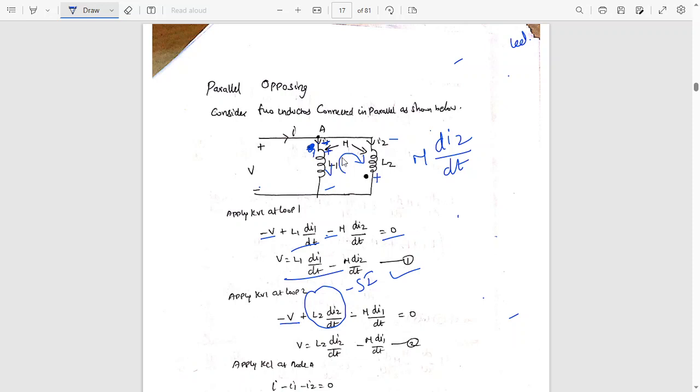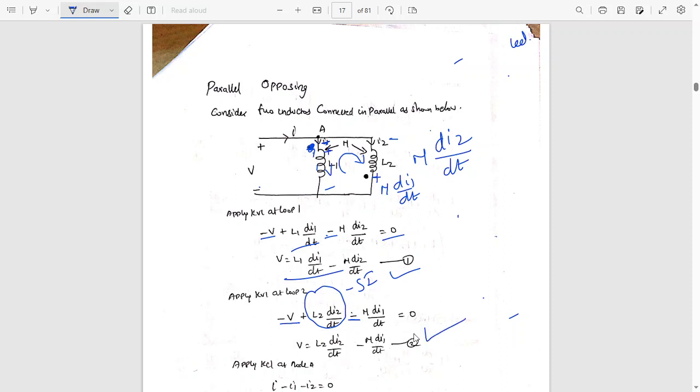While checking the current direction, the current is entering the negative terminal and leaving the positive, so it does not obey the passive sign convention. So what is the mutual voltage? I can write M, it is due to the current I1, so dI1 by dt. This is the mutually induced voltage across L2. It does not obey the passive sign convention, so a minus sign is written: M dI1 by dt, because it is due to the current I1 flowing through L1, equal to 0. So I can write V equals L2 dI2 by dt minus M dI1 by dt, which is equation number 2.